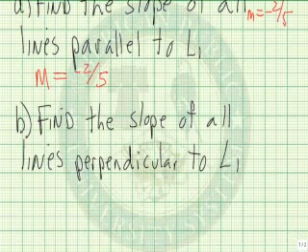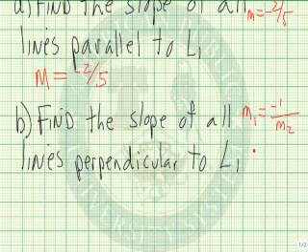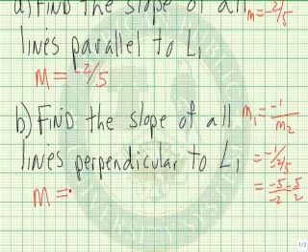Suppose instead we're interested in the slope of all lines perpendicular to L1. In that case, remember that our formula is m1 equals negative 1 over m2. So we have negative 1 over negative 2/5. If we multiply the denominator and numerator by 5, we're left with negative 5 over negative 2, or 5/2. So the slope of every line that is perpendicular to our given line is in fact 5/2.